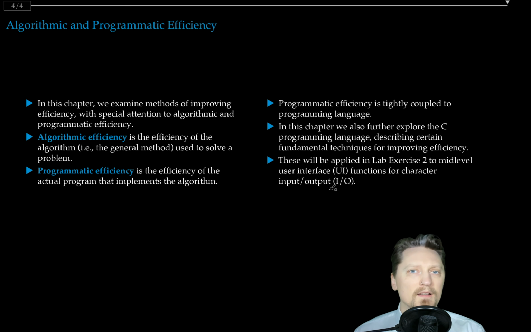Algorithmic and programmatic efficiency. In this chapter, we examine methods of improving efficiency with special attention to algorithmic and programmatic efficiency. Algorithmic efficiency is the efficiency of the algorithm, i.e., the general method used to solve a problem. Programmatic efficiency is the efficiency of the actual program that implements the algorithm. So, we're talking pseudocode, code. The programmatic efficiency is tightly coupled to the programming language.